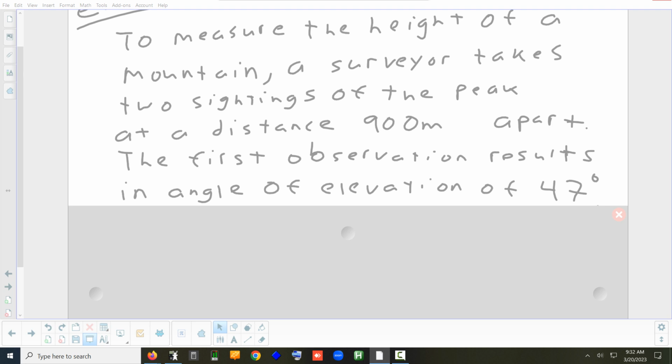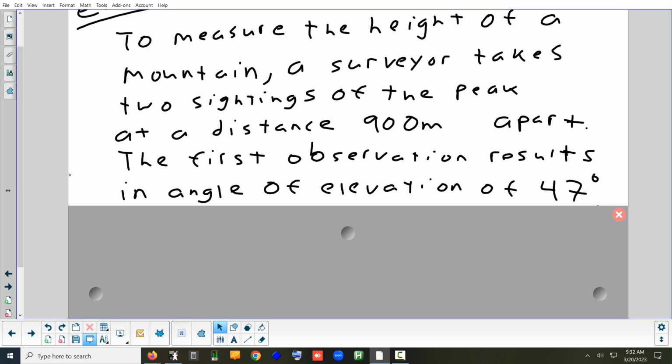And two other things we need to put in this picture. We've got the ground, we've got the mountain. What else needs to be represented? Yeah? The surveyor. The surveyor is going to measure the peak of the mountain from two different spots. So let's say there's the surveyor the first time, and there's the surveyor the second time.